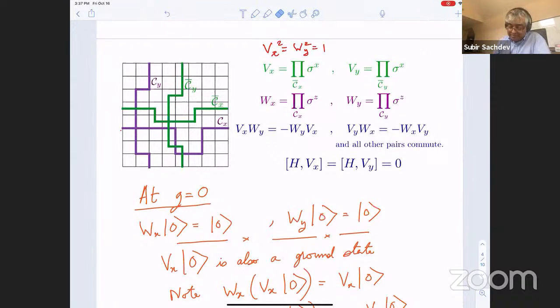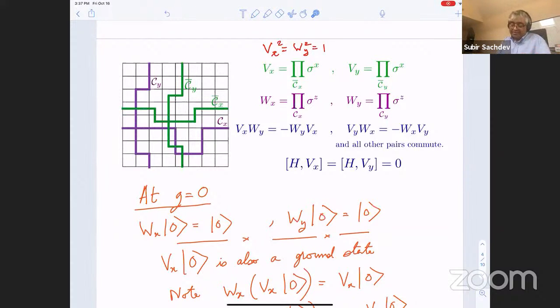Well, let's just look at the Vx operator. The Vx operator is on the green line, and then I have a Wy on this line. You can convince yourself that the Vx and the Wy intersect an odd number of times. You could take a more complicated contour, but one is going this way, the other is going that way, and they're guaranteed to intersect an odd number of times, and that's why they anti-commute.